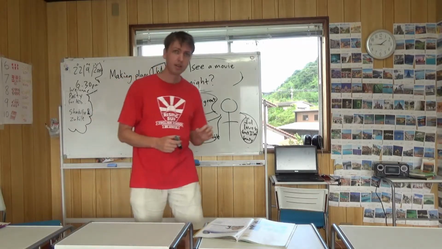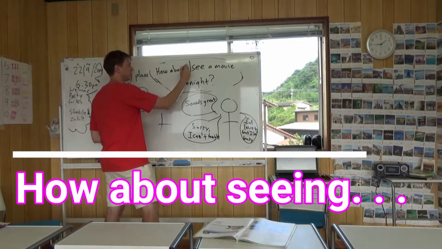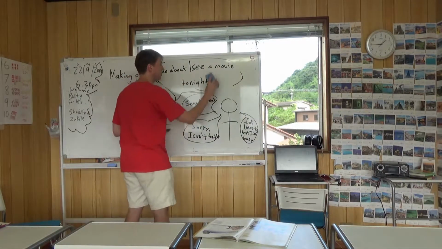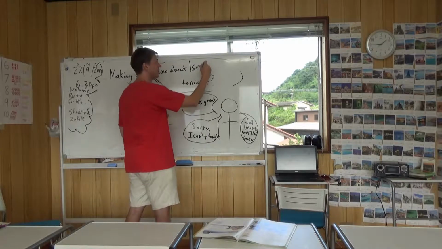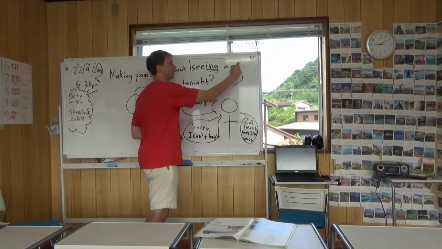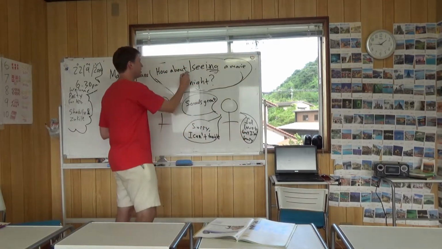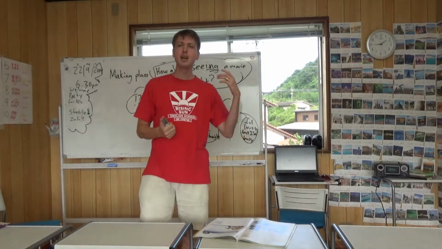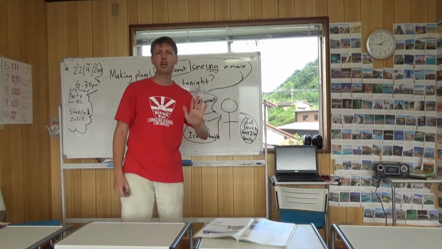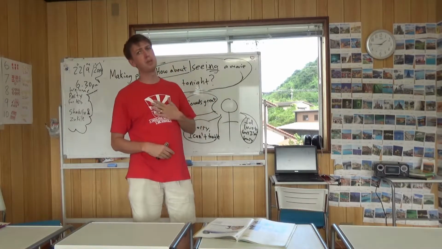Okay. Let's try another phrase. How about? Okay. Now, how about has a different structure. We don't use see, we use seeing. How about seeing, ing, a movie tonight? Okay, it's another set phrase. It's a suggestion. How about seeing a movie tonight? Sounds great. Sorry, I can't tonight. I'd love to, but I'm busy.